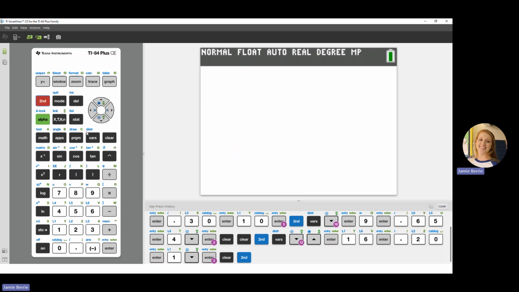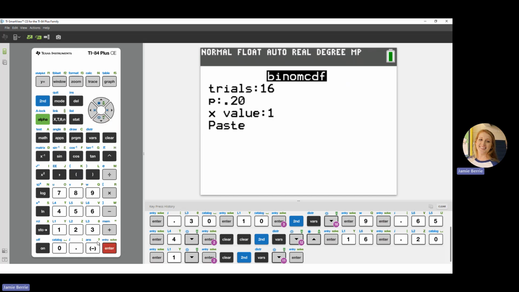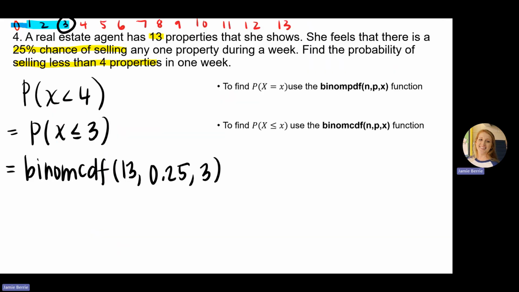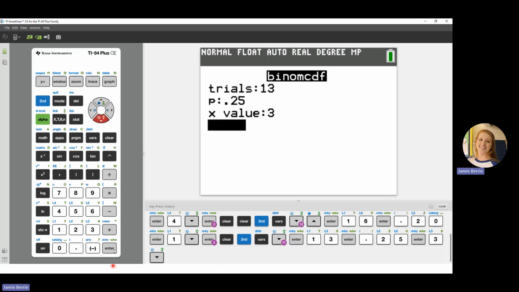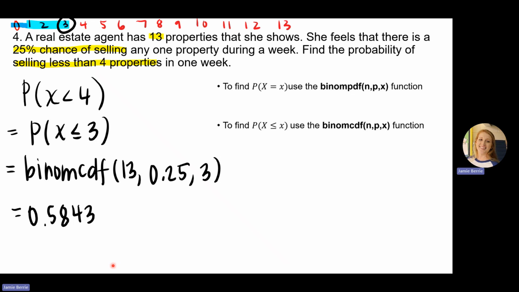Clear that out. Second vars, go way down. The binomial CDF, 13 houses, 25% chance of selling a house. We're looking at 3 or less, right? Yes. Then go down to paste, hit enter, run it, and there we go. 0.5843. So we're saying there's about a 58% chance, 58.43% chance, that she sells less than 4 properties that week.